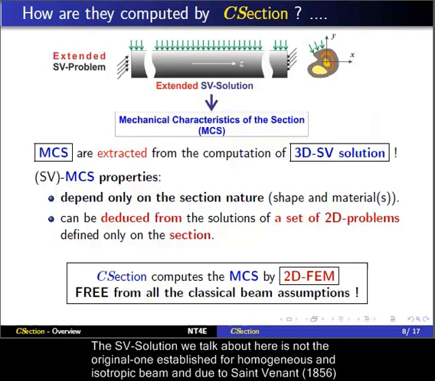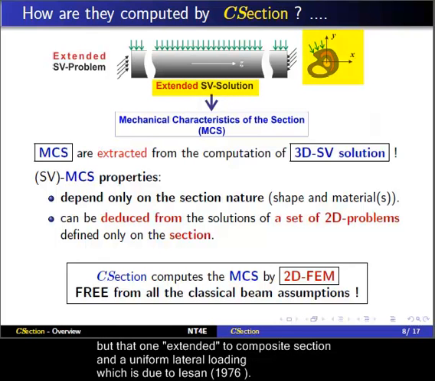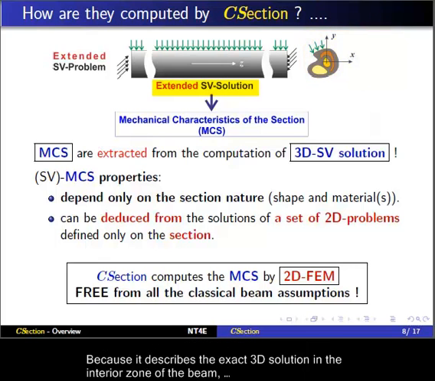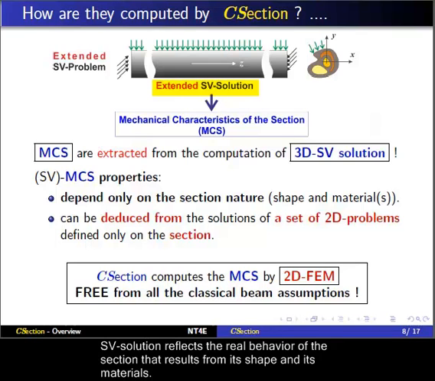The Saint-Venant solution we talk about here is not the original one established for homogeneous and isotropic beam and due to Saint-Venant, but that one extended to composite section and uniform lateral loading, which is due to Ieşan. Because it describes the exact 3D solution in the interior zone of the beam, Saint-Venant solution reflects the real behavior of the section that results from its shape and its material.